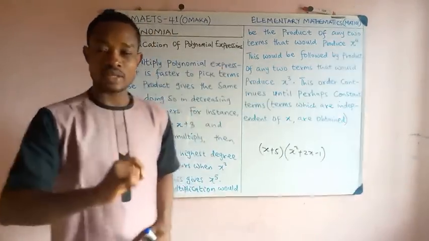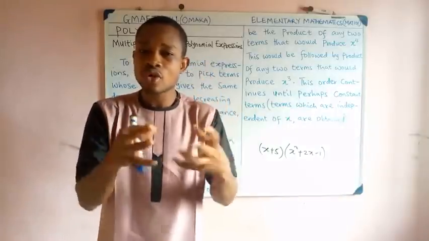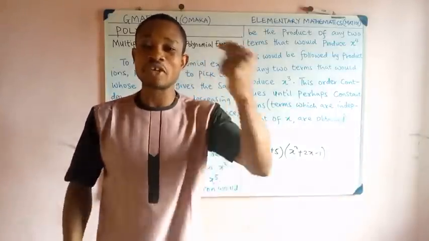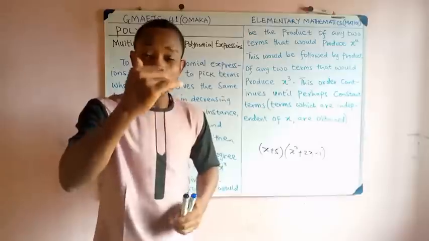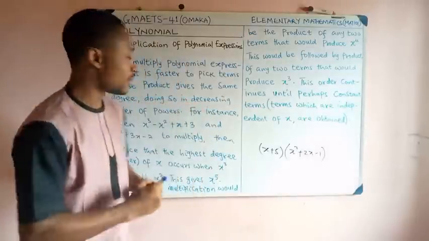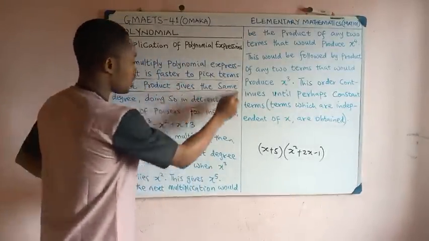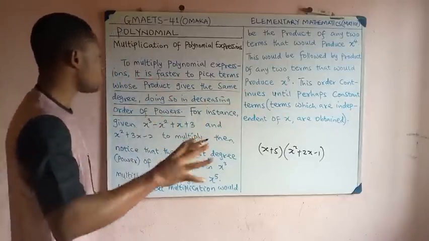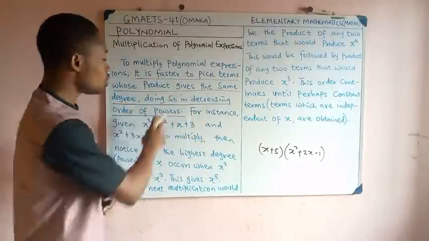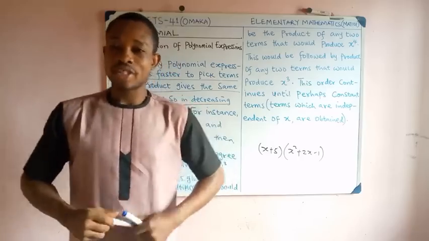But the key point is this: to multiply polynomial expressions faster, we pick terms whose product, whose multiplication, will give us the same degree. That is, will give us the same power. And then we do this multiplication in order of decreasing power. I'm going to underline the key statement on the board here so that while you go through that, you'll be guided by it. Look at it, it's faster to pick terms whose product gives the same degree, doing so in decreasing order of what? Powers.